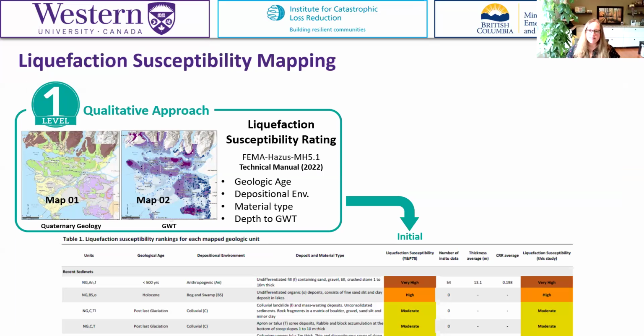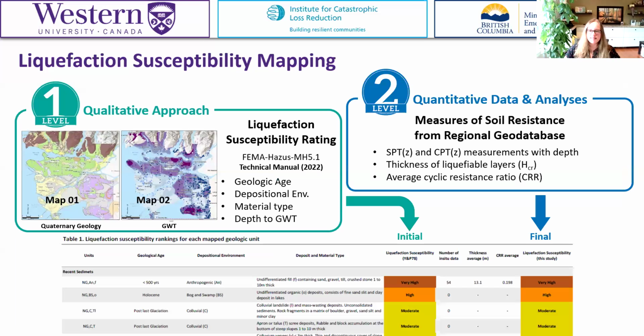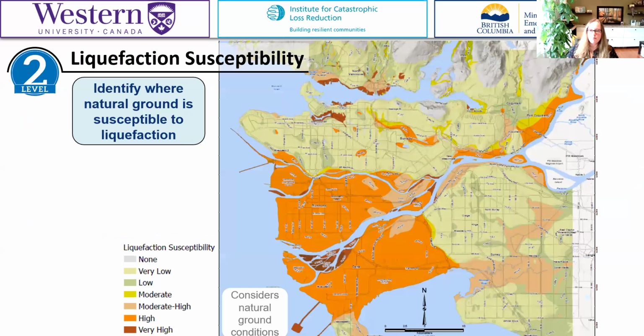But this is very qualitative. We also spent 6 to 7 years creating a geodatabase of measurements of the soil resistance under Metro Vancouver. So we can add columns of information as to how resistive the soil is, and therefore what its liquefaction susceptibility would be. So we make a level 2 map that is an approximation from the geology, but also verified, or the colors are determined, from these measures of soil resistance.